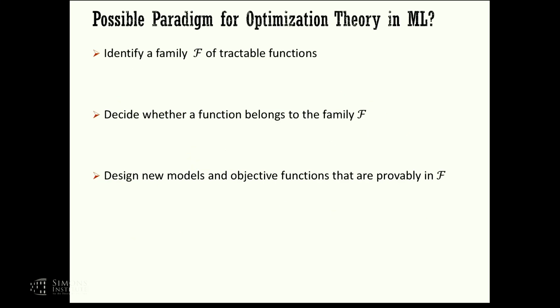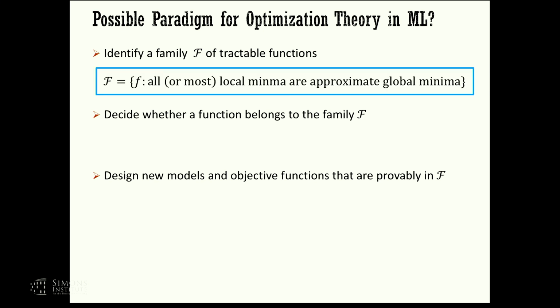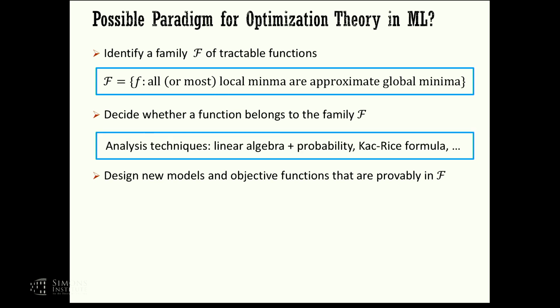So it sounds like there is a possible paradigm for optimization theory in learning. There are 3 steps. You identify a family F of tractable functions, where the feasible set is the set of functions with all local minima being approximately global minima. Another question is whether we can decide whether a function belongs to this family. Currently, we don't have that many techniques. One popular technique is to use some combination of linear algebra and probability in a sophisticated way. Or there are recent works that try to use the Kac-Rice formula to count how many local minima a function has. In this talk, I'm mostly focusing on the third bullet here: whether we can design new objective functions that are provably in the family F.